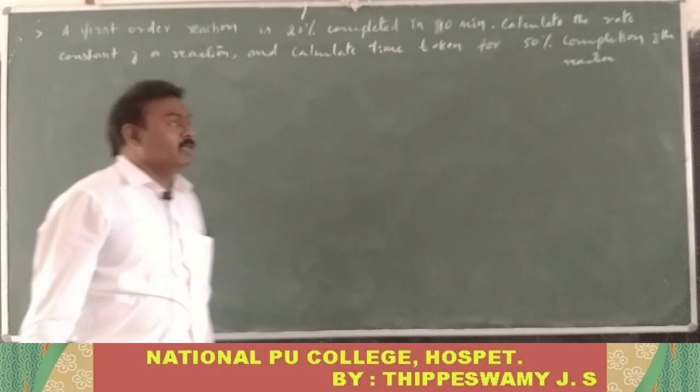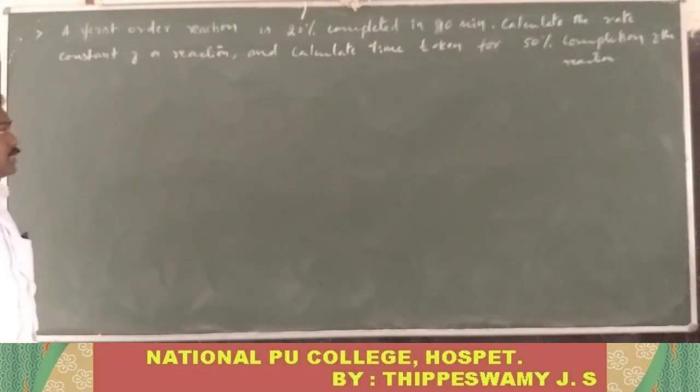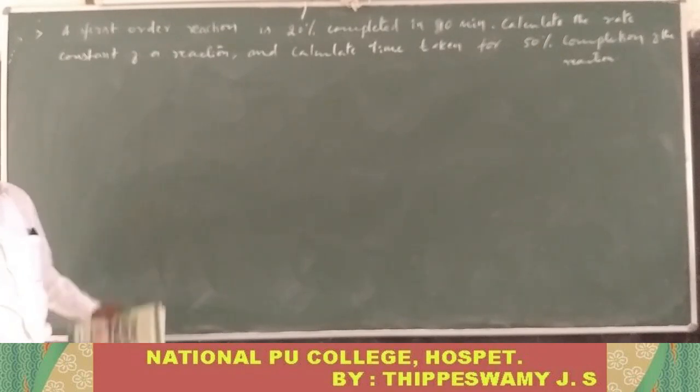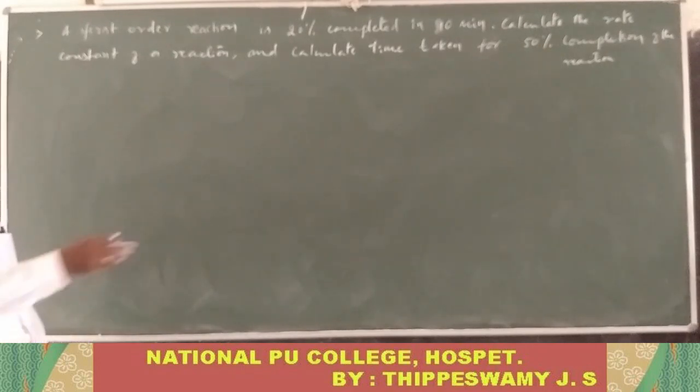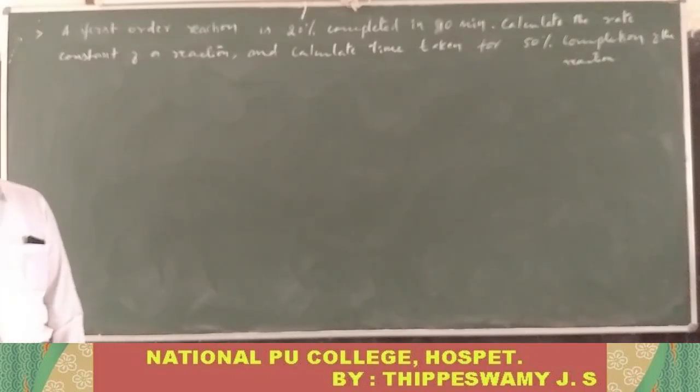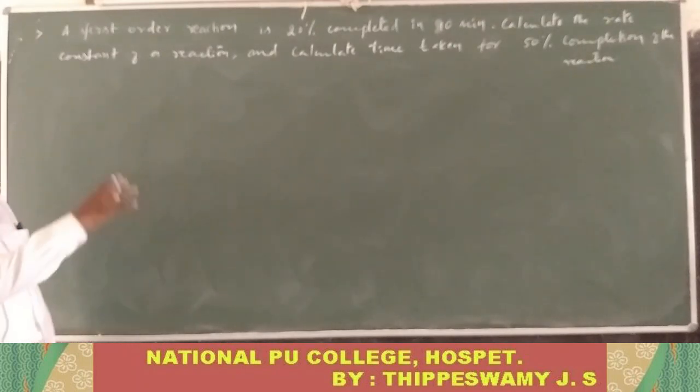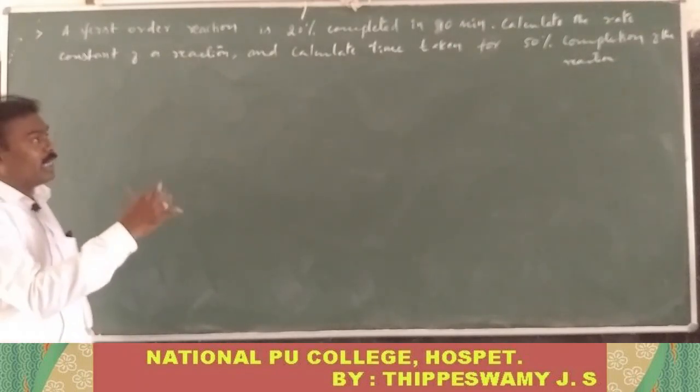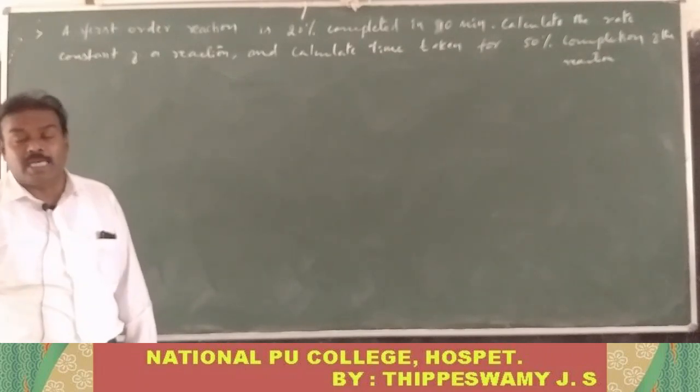Okay, take down this numerical. A first order reaction is 20% completed in 10 minutes. Calculate the rate constant of reaction and calculate the time taken for 50% completion of the reaction. It is same as that of the first what we have already solved. In the same manner we have to solve. First of all we have to calculate the rate constant as usual, and using that rate constant value we can calculate what time taken for 50% completion of the reaction.